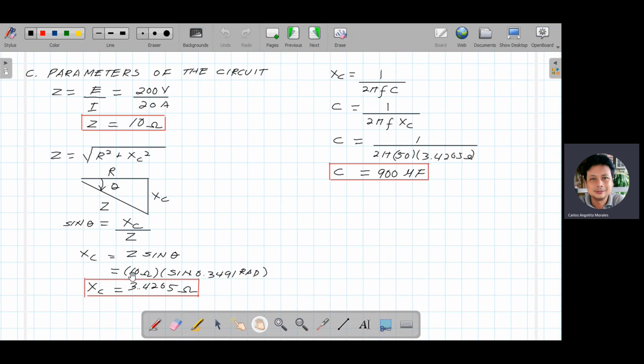Sinosolve natin ngayon dito yung X sub C. Paano mo masosolve yung X sub C? 10 ohms times sine of the radian, 0.3491. Dapat naka-radian yung calculator nyo rito, ha? Kasi magkakamali kayo pag naka-degree yung calculator nyo. Shift function, radian ang pindutin nyo para makuha mo yung tamang sagot. So, X sub C is 3.4205 ohms. So, X sub C is 1 over 2 pi FC. Solving for the capacitance, makakakuha ka ng 900 microfarad.